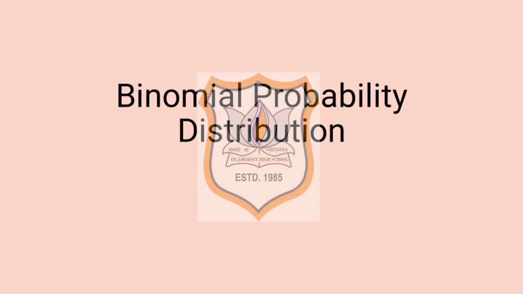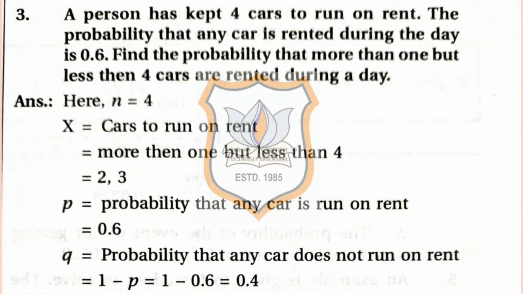Today, we will continue with the same topic, binomial probability distribution. Let us do question number 3 of exercise 2.2. A person has kept 4 cars to run on rent. The probability that any car is rented during the day is 0.6. Find the probability that more than one but less than 4 cars are rented during a day.